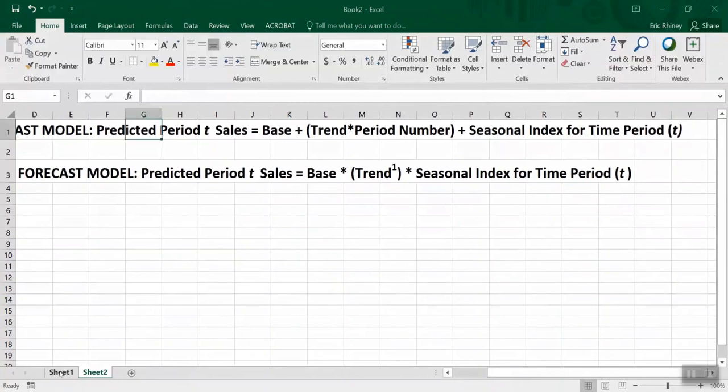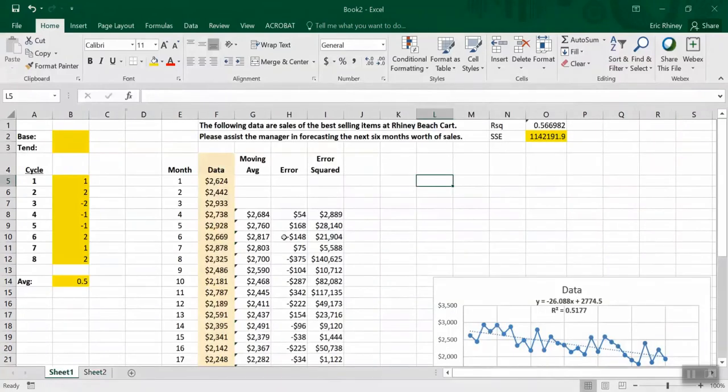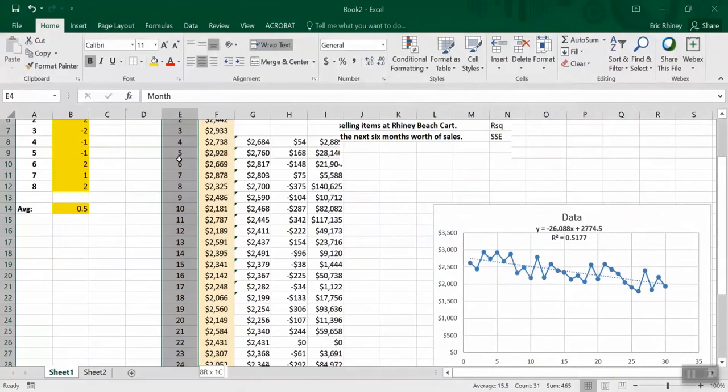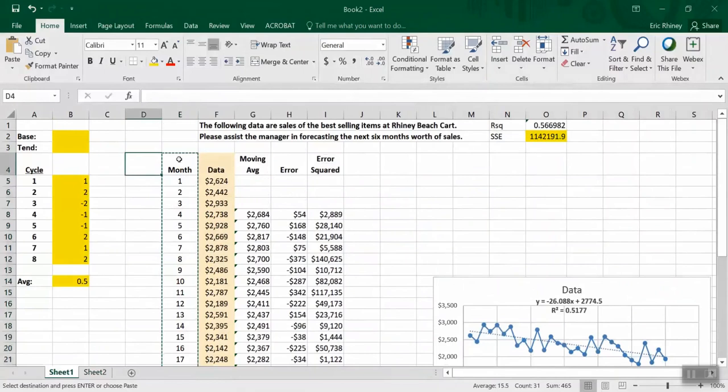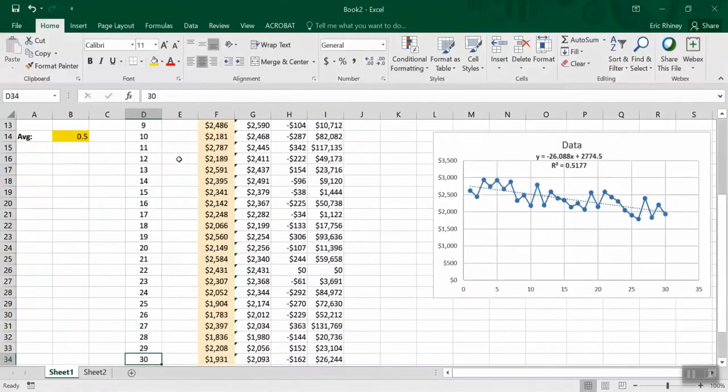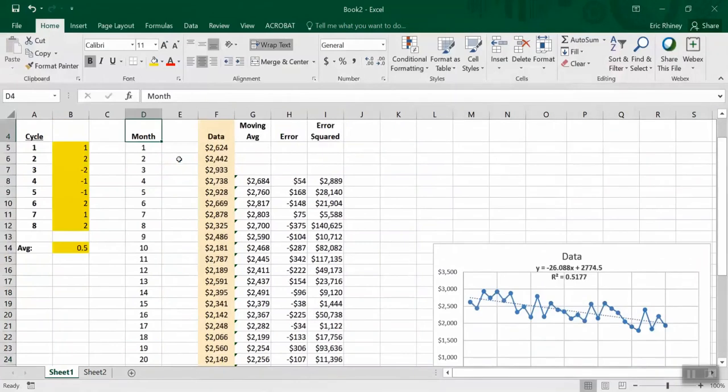All right, so going back to my sheet, there are a couple of things I need to do. First of all, I'm going to move this month period, and remember, this just indicates what month it is, starting from the first month we collected data, moving forward. You can see that we have 30 months' worth of data collected here. Now I need to add in what I'll call my cycle. This is the seasonal cycle. All right, let's even put seasonal.